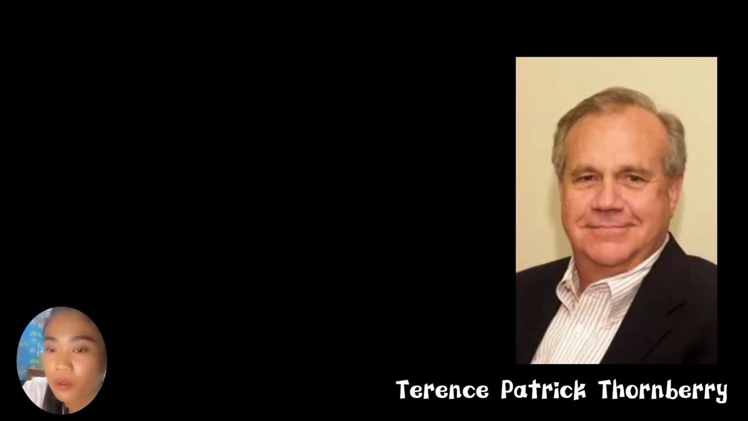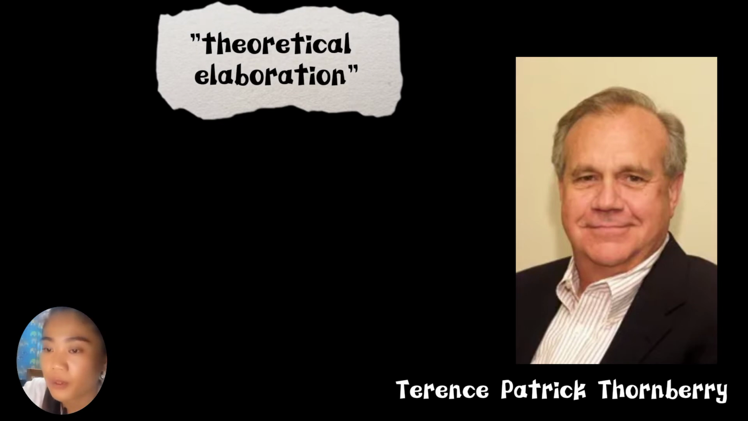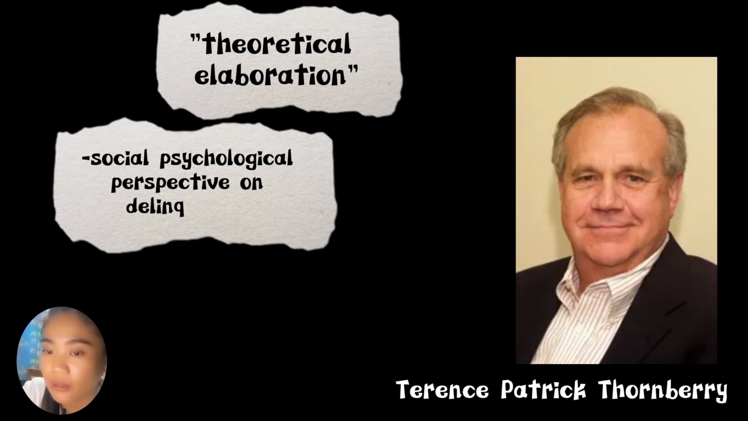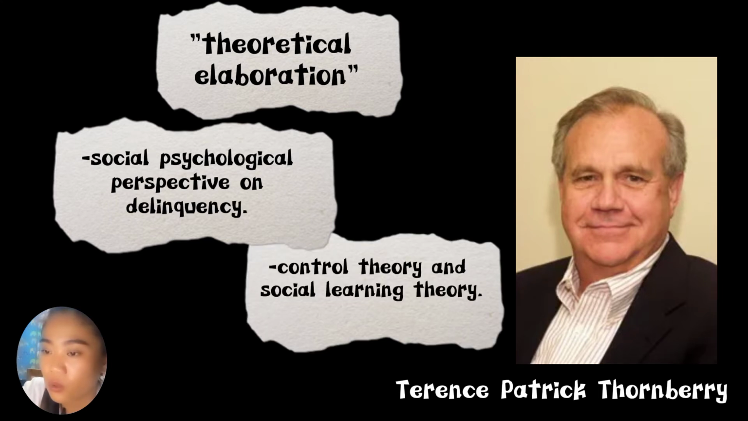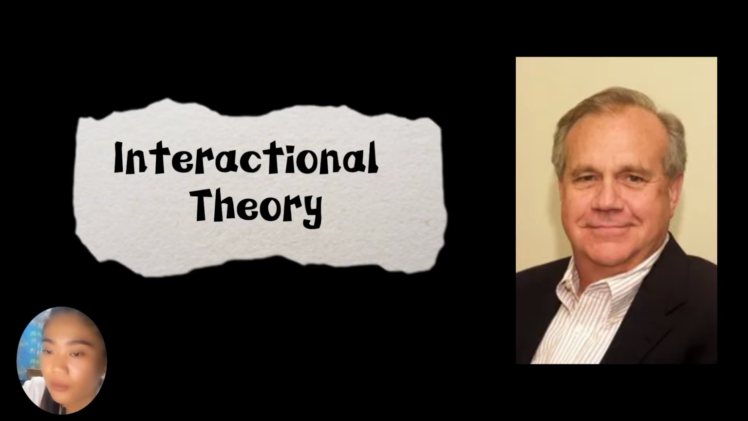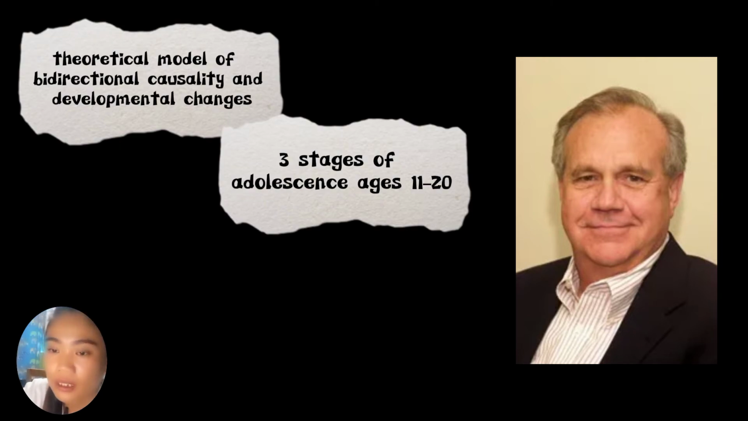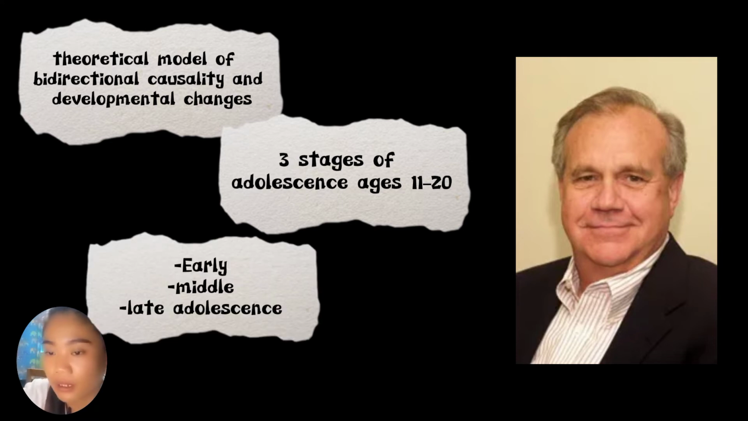Thornberry utilized an approach he named theoretical elaboration to integrate a specific social psychological perspective on delinquency, control theory, and social learning theory, through an early form of interactional theory aimed at describing delinquent behavior better than any other theory itself. However, the relevance of interactional theory extends further than the union of these two different theories. This theory's unique feature is that it provides a theoretical model of bidirectional causality and developmental changes throughout three stages of adolescence: the age of 11 to 12, the early, middle, and the late adolescence.